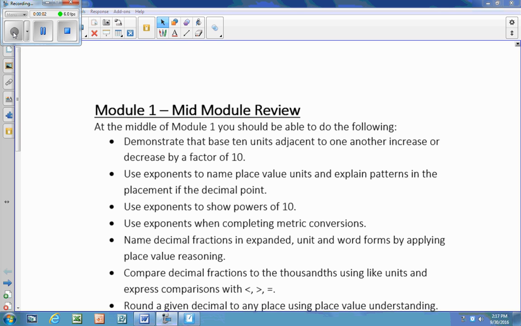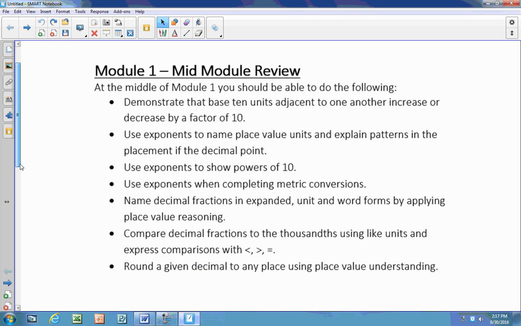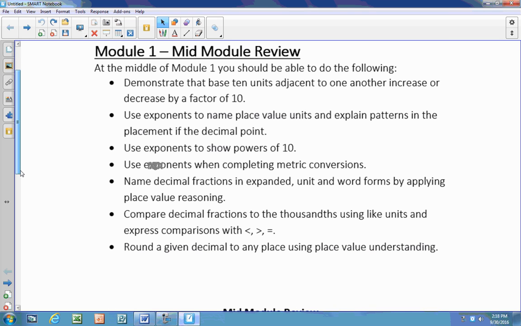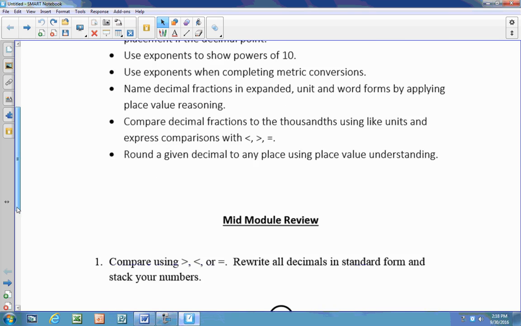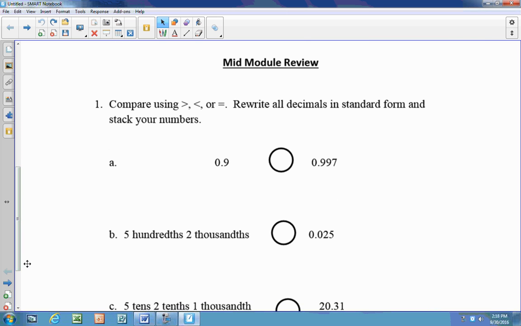This is the mid-module review for Module 1. All of these bullet points that are on here need to be the items that you need to know how to do. So we're going to go over some of the items that we need to do, and we're going to start right here. We're going to read the direction. We need to compare these numbers using the inequality, so we need to make sure we have those symbols and put them into the answer.